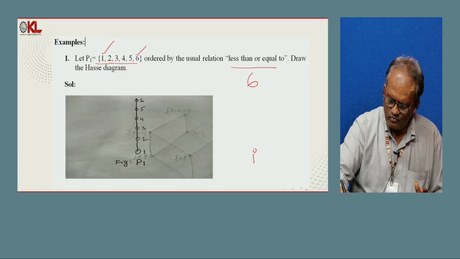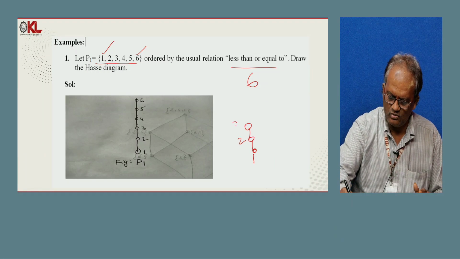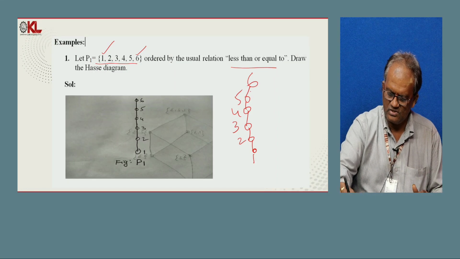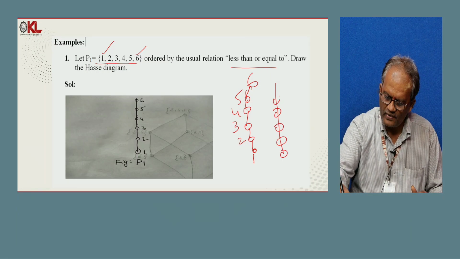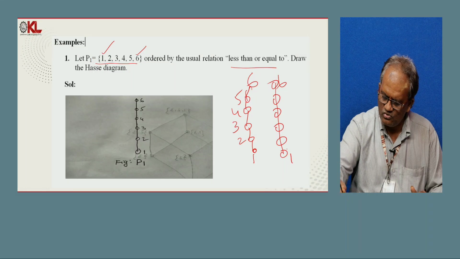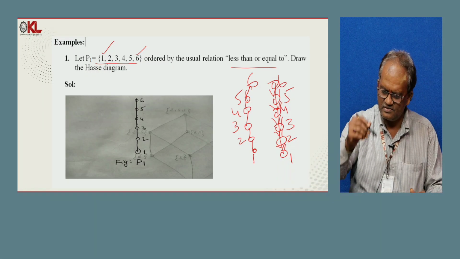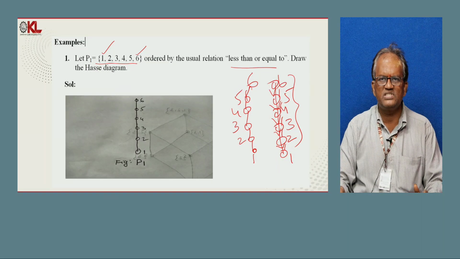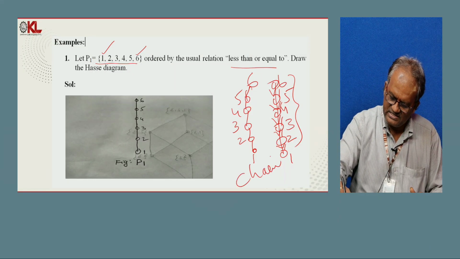1 is related to itself, which is just a circle. 1 less than or equal to 2, 2 less than or equal to 3, 3 less than or equal to 4, 4 less than or equal to 5, 5 less than or equal to 6. If you draw this, you get the chain 1, 2, 3, 4, 5, 6. That means 1 ≤ 2 ≤ 3 ≤ 4 ≤ 5 ≤ 6. This means every element is comparable. As I said, in a poset where every pair of elements is comparable, the poset is called a chain. So this is a chain.